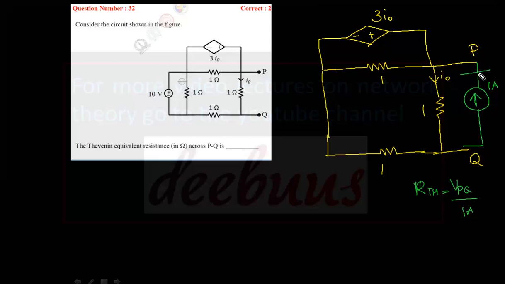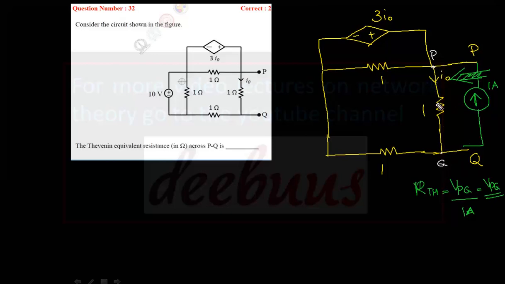Thevenin resistance is the resistance looking between the terminals, right? So resistance is nothing but voltage by current. Now the voltage is the voltage across PQ divided by the current flowing. Current flowing is 1 ampere. So Thevenin resistance is the voltage across PQ itself. So now we have to calculate the voltage across PQ. This is P and this is Q, right?